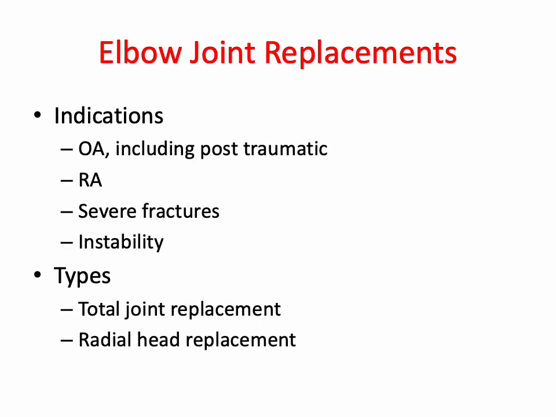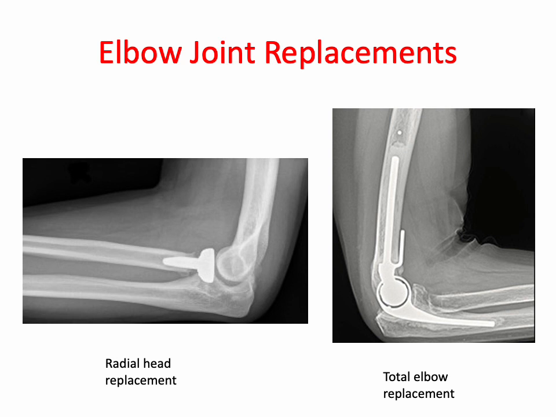And a brief discussion on elbow joint replacements. Indications include osteoarthritis, including post-traumatic arthritis, rheumatoid arthritis, severe fractures or instability, and we can either have a total joint replacement or a radial head replacement, which we're seeing here with a radial head replacement or a total joint replacement.